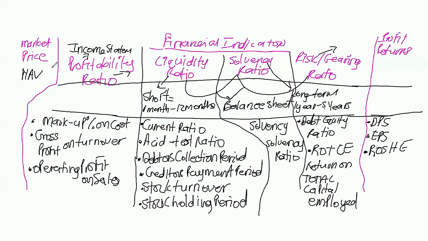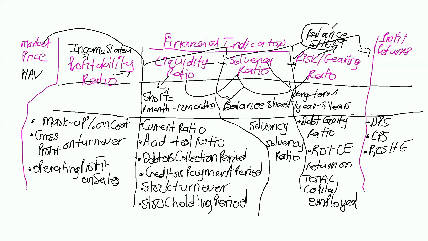So these are your categories under financial indicators. So remember, liquidity, solvency, risk, returns, as well as market price. So it's 1, 2, 3, 4, 5. These 5 are under the balance sheet. So to calculate the following, you will need the balance sheet for these ratios.